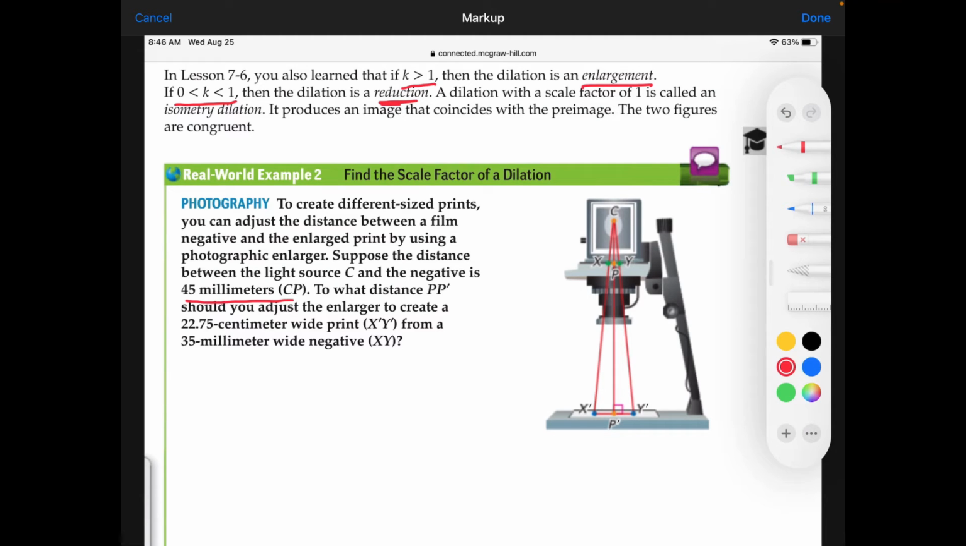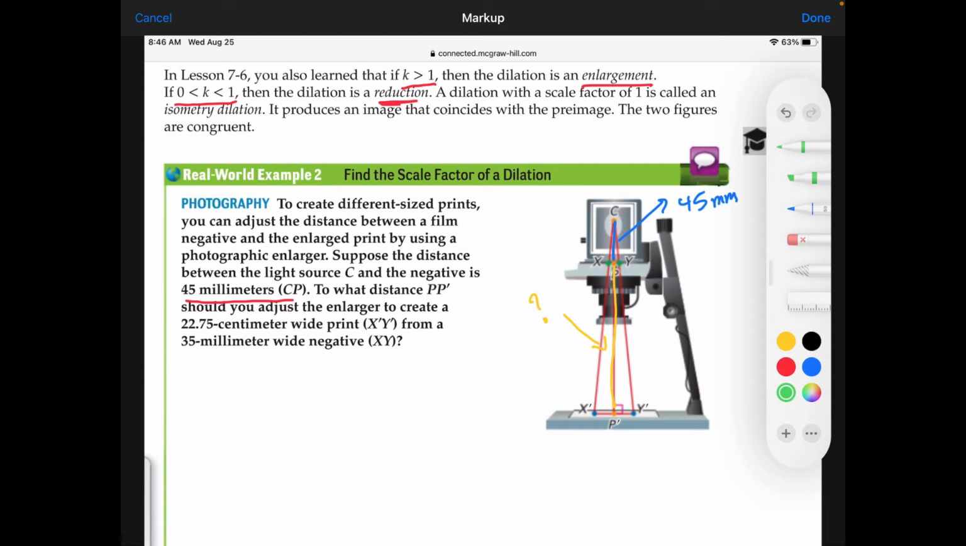45 millimeters. So that means here's CP, and I'm going to use blue. So CP is 45 millimeters in length. To what distance P to P prime, I'll use yellow here, should you adjust the enlarger to create a 22.75 centimeters wide print?